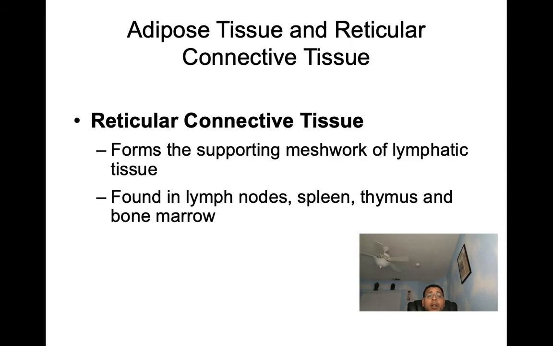Next, then, we have reticular connective tissue. When we talk reticular connective tissue, it forms the meshwork of lymphoid tissue in our lymph nodes, in our spleen, in our thymus, and in our bone marrow. All types of blood cells are produced in red bone marrow, but a certain type called our T lymphocytes are going to complete their development in the thymus.